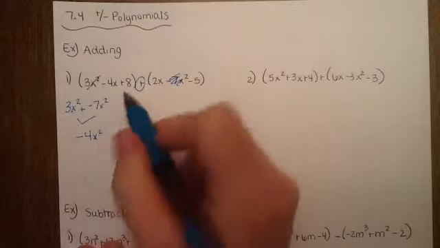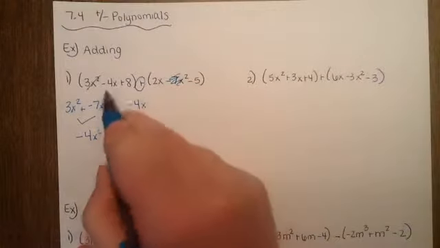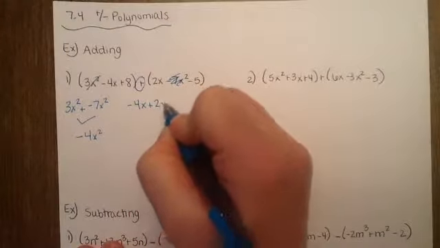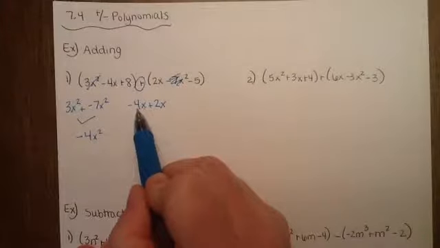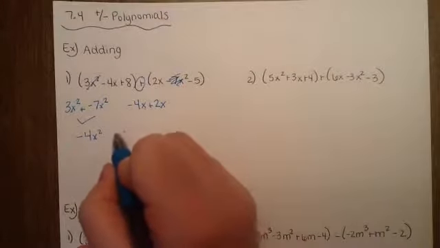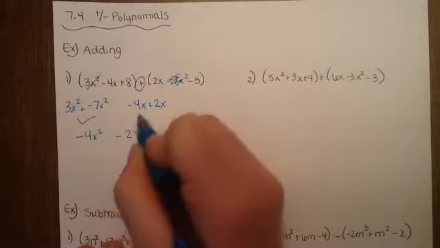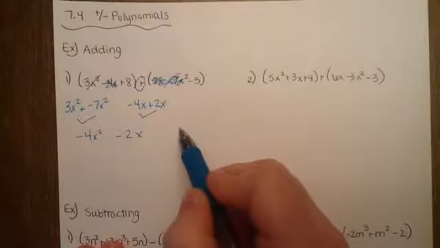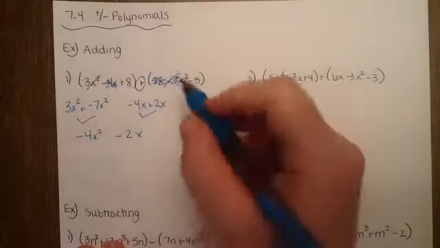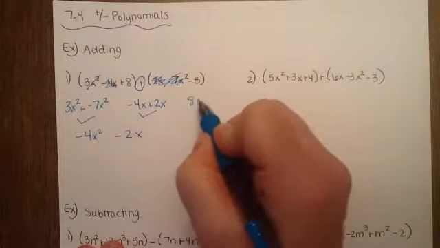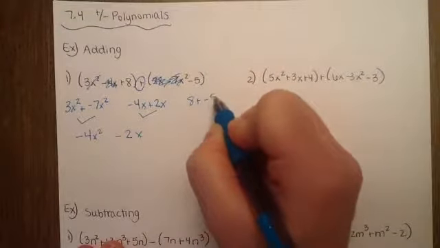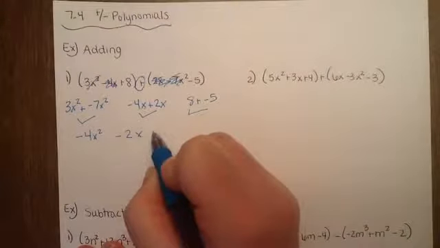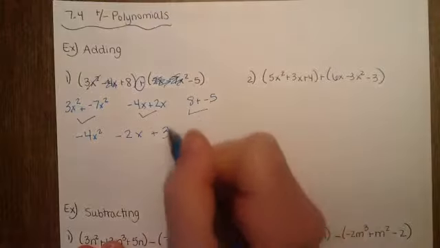So there's that one and this one. Negative 4x. What am I going to add to negative 4x over here? Plus 2x. So negative 4x plus 2x, negative 2x. Those pieces are gone. And lastly, what do I have to add together? 8 plus negative 5. 8 plus negative 5 is positive, or plus, 3.